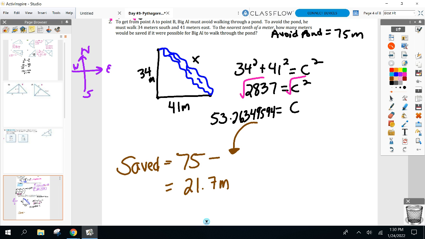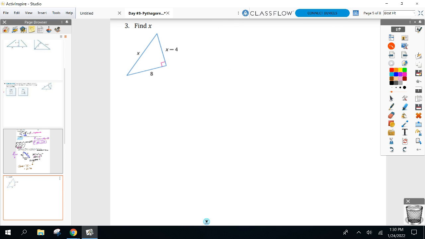Ready to move on? All right, I love this next one. You get to show off more of your algebra skills. It doesn't look like much at all, does it? Number 3. Just a simple right triangle. It's got x on some legs and the hypotenuse. Let's use the Pythagorean Theorem.